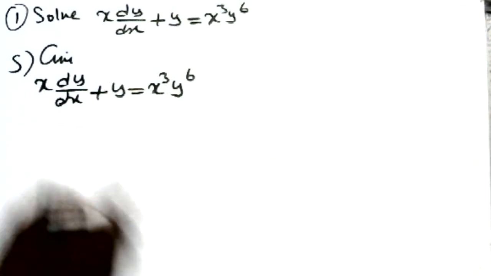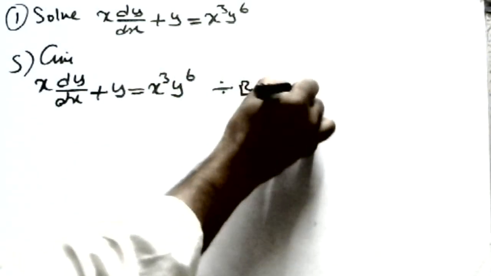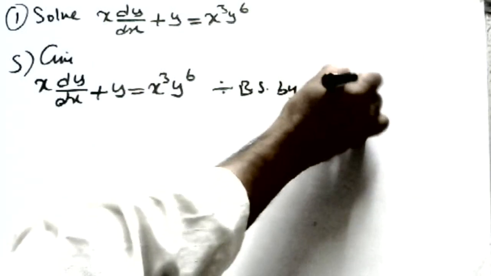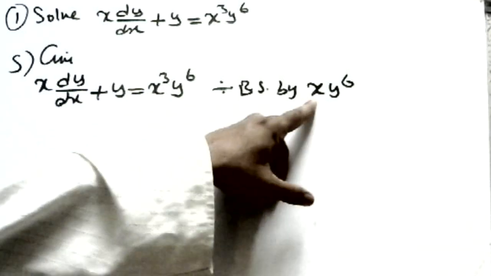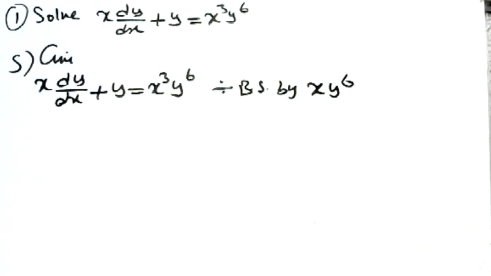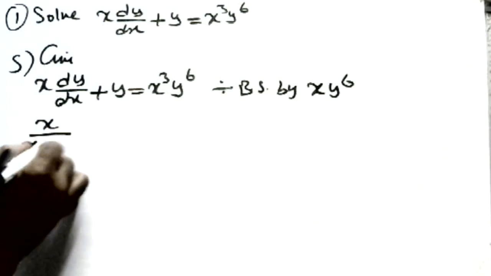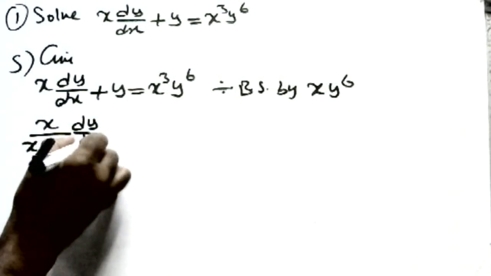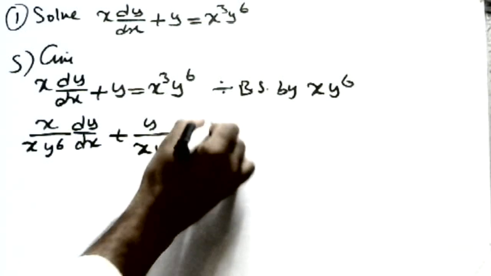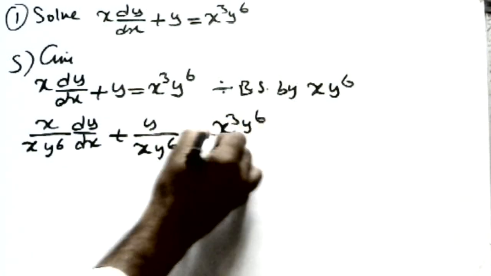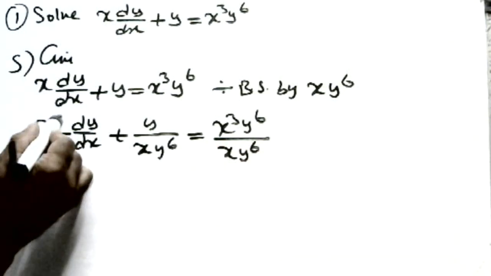Secondly, we should not have x here. Therefore, we should also divide by this x. Divide both sides by x into y power 6. To remove x from here, we are dividing by x. And this is the Bernoulli's method. So let me divide each term by x y power 6. x by x into y power 6 dy by dx plus y divided by x into y power 6 equals x cube into y power 6 by x y power 6.